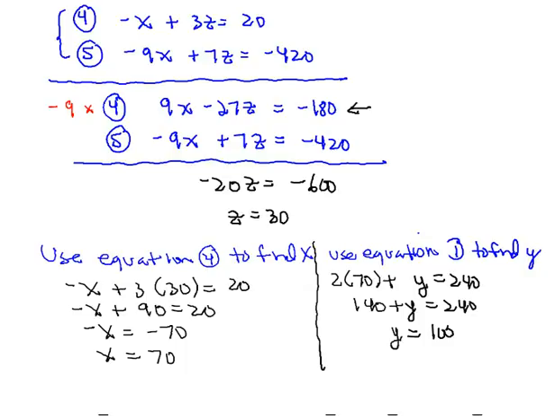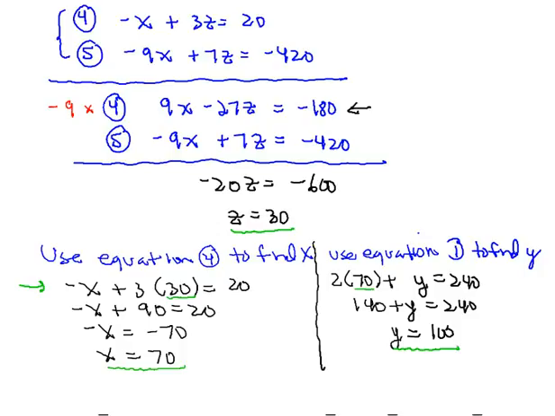Now that we know that z is equal to 30, we can use equation 4 to find the value for x. So we'll do that down here. We'll replace the z value with 30. So we have negative x plus 90 is equal to 20. Negative x is equal to negative 70, or x is equal to positive 70. And then to finish up, we can find y by using equation 1. So we'll substitute 70 for x. So we'll have 140 plus y is equal to 240, or y is equal to 100.